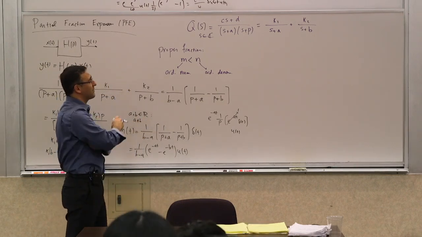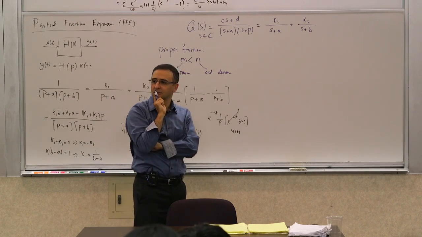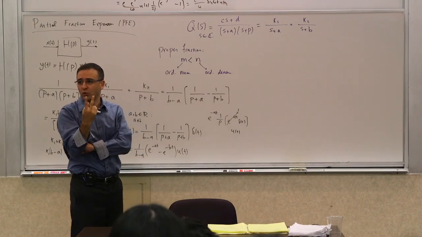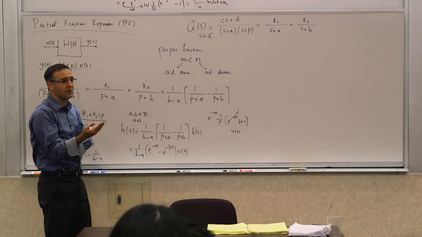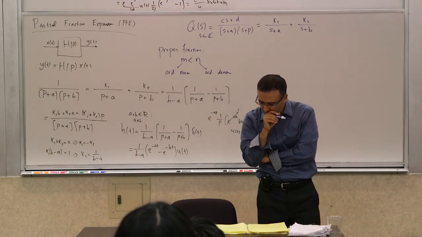So is this the way I've written it? Is it a proper fraction or not? Is it proper? Yes, because the order of the numerator is 1, the order of the denominator is 2. Now, what if it's not a proper fraction? What do you do? Can you reduce it to a proper fraction?